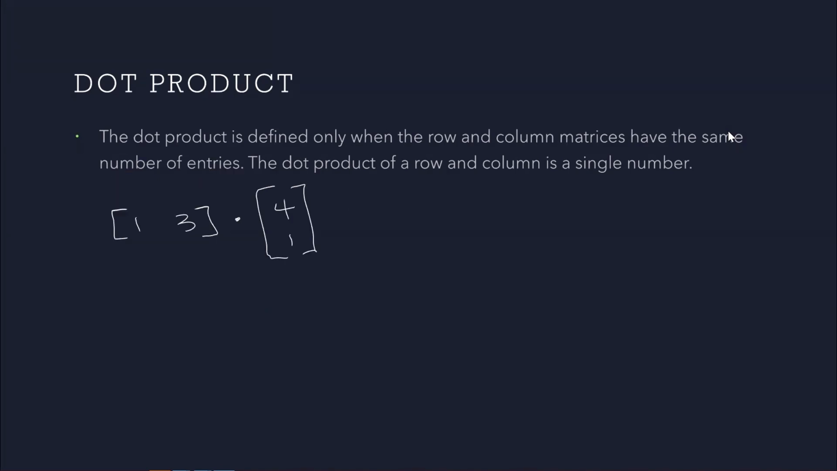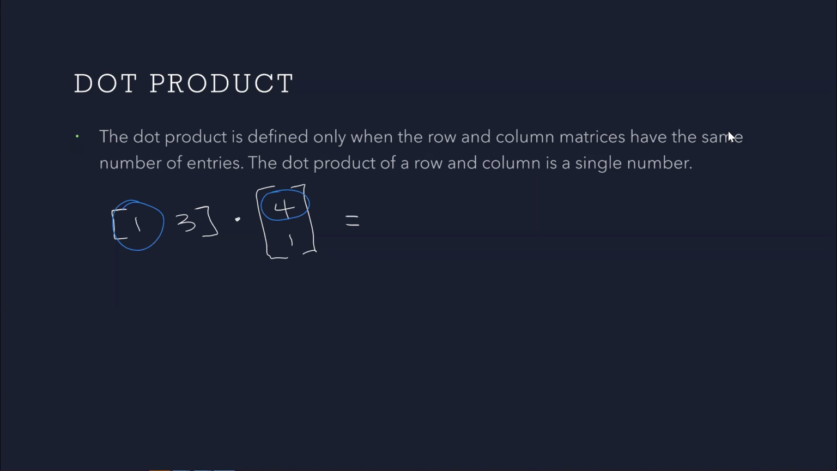So let's find the product of these two. This is just one row and one column that I pulled out of a matrix. So if we were writing the size, this is a 1 by 2. This is a 2 by 1. Middle numbers match, so I can find the dot product. In finding the dot product, we're going to take the first number in this row and multiply it by the first number in this column.